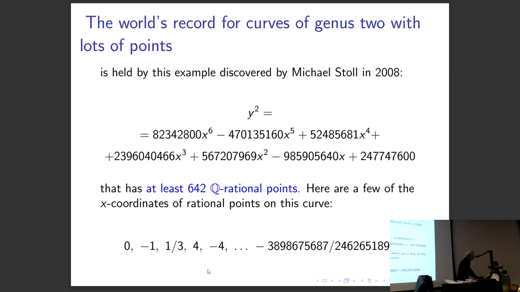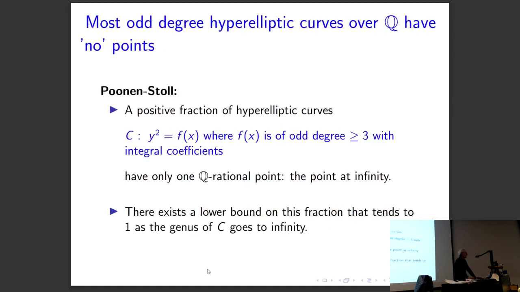Going the other way, most odd-degree hyperelliptic curves have no points over Q, and Stoll contributed to this. There's this theorem of Poonen-Stoll that a positive fraction of hyperelliptic curves have only one Q-rational point, the point at infinity, and there's a lower bound on this fraction that tends to 1. That is, this fraction tends to 1 as the genus goes to infinity.